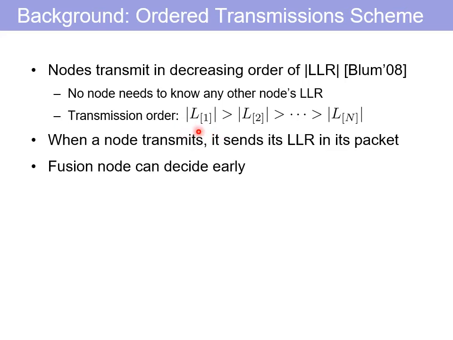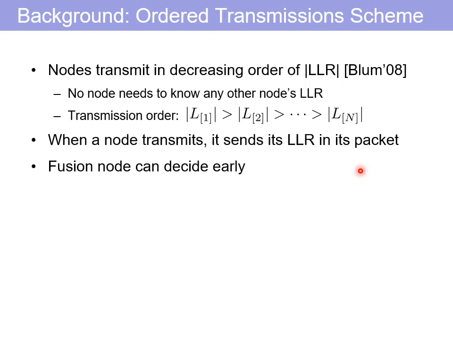So the first node to transmit is the node with the largest absolute value of the log likelihood ratio, and I'll denote by square bracket 1 the index of that node. It's a very convenient order statistics notation. And then the next node to transmit would be the node with the second largest absolute value of the log likelihood ratio, and so on.